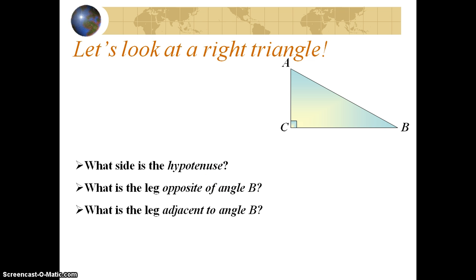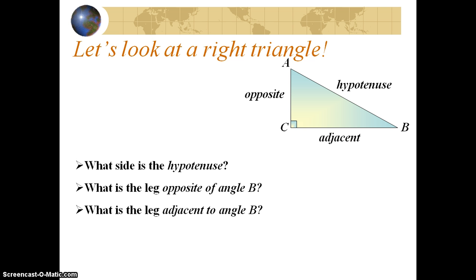So let's look at a right triangle. Which side is the hypotenuse? Well, the hypotenuse is always across from that right angle. What leg is opposite of angle B? So you look at angle B and you look opposite of angle B, and there's our opposite side. And what leg is adjacent to angle B? So adjacent means next to. It's also the only side that's left in this triangle, and you can see that side CB is next to angle B, so that's the adjacent side.